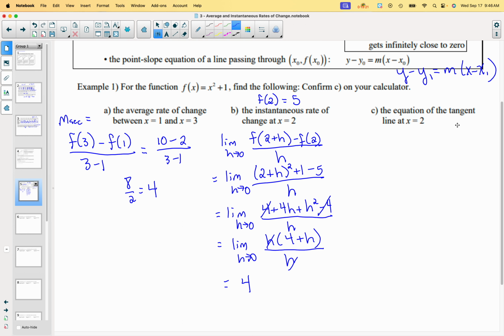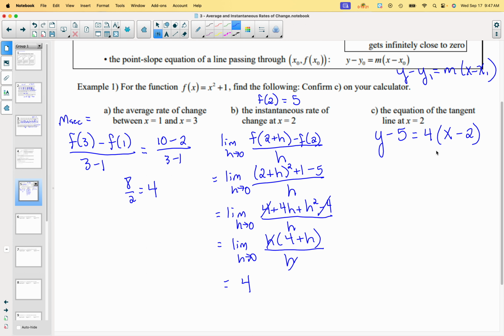So the equation of the tangent line when x equals 2. So how do you find the equation of the tangent line? The formula is right here. Remember, we're going to use the point f of 2 equals 5. So when I need my x1 and my y1, they're right here, f of 2 and 5. So x is 2, y is 5, and the slope is 4. So I'm going to have y minus 5 equals, my slope I found was 4, and then x minus 2.